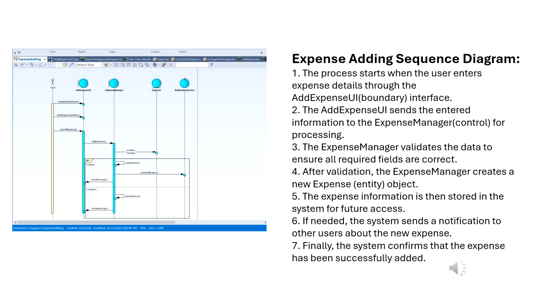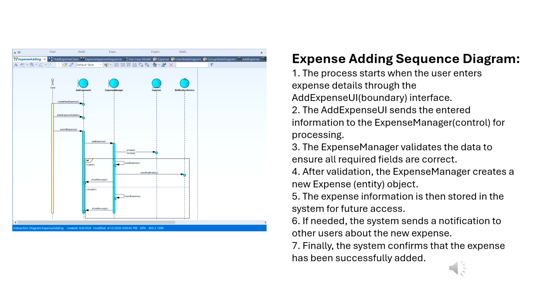This slide shows the scenario of adding an expense step by step. The process starts when the user enters expense details through the Add Expense UI. This is a boundary object that connects the user to the system. Then the Add Expense UI sends the entered data to the expense manager. The expense manager is a control class responsible for processing the request.